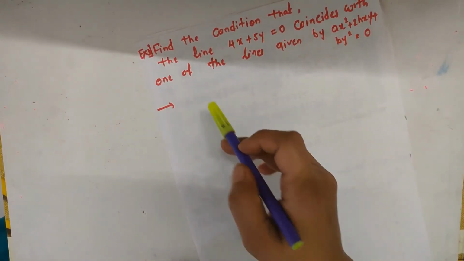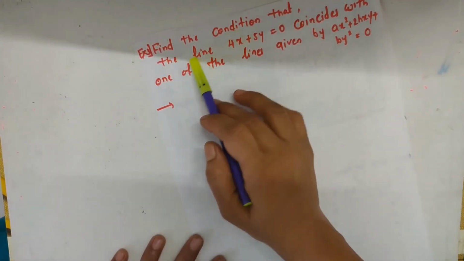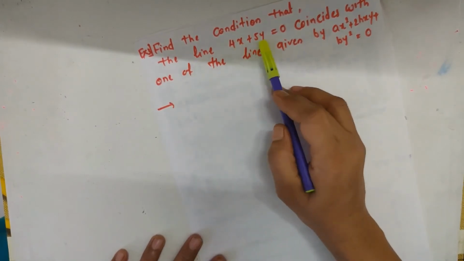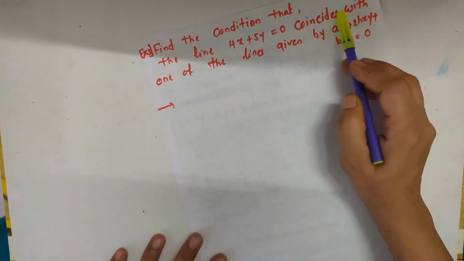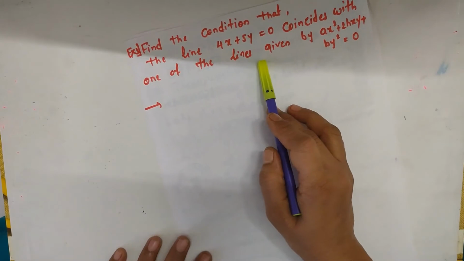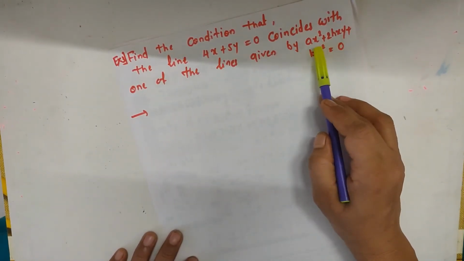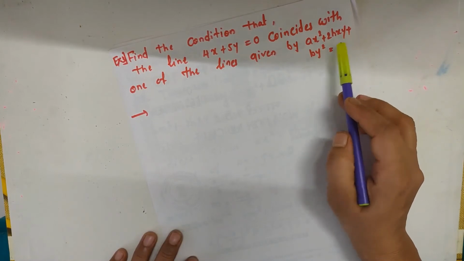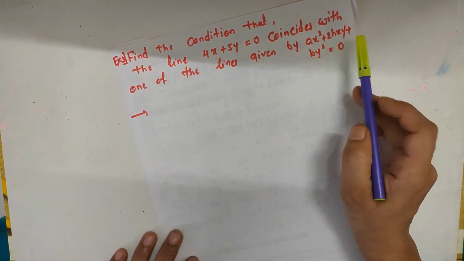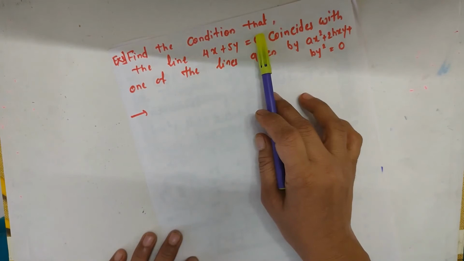The next example is: find the condition that the line 4x plus 5y is equal to 0 coincides with one of the lines given by the homogeneous equation of degree 2, that is ax square plus 2hxy plus by square is equal to 0. Find the condition, that is the problem.